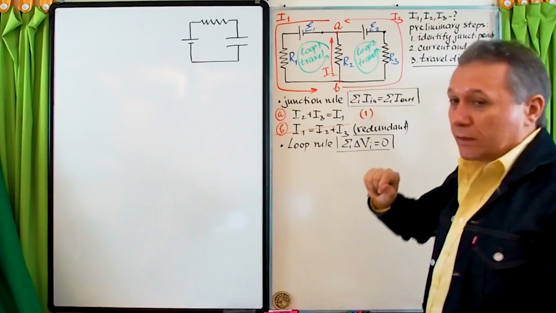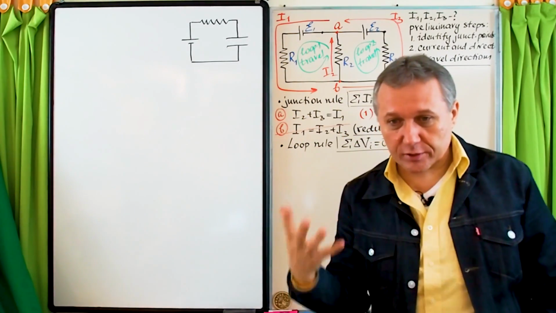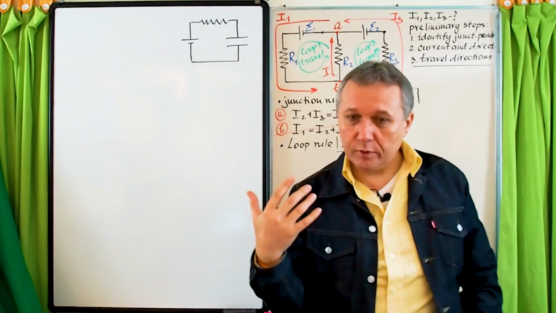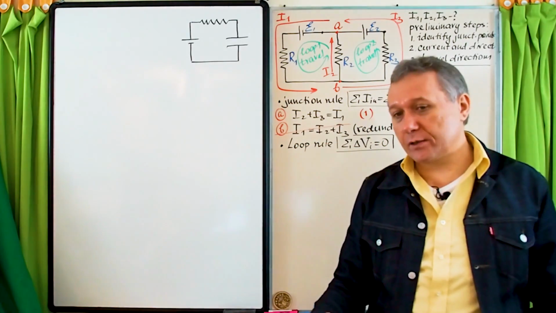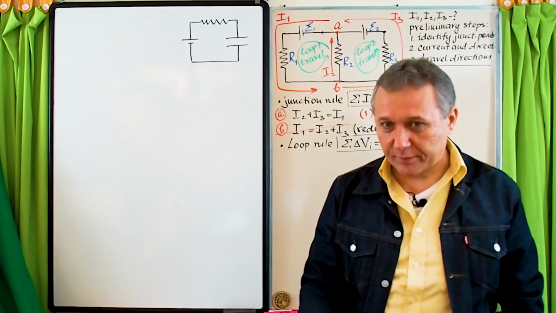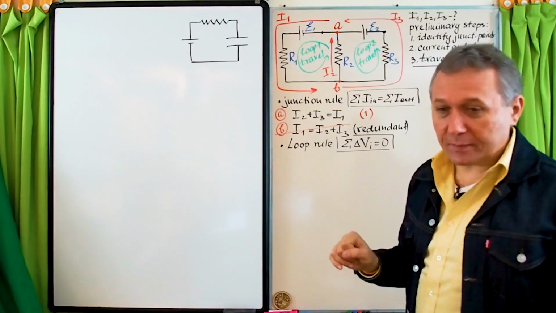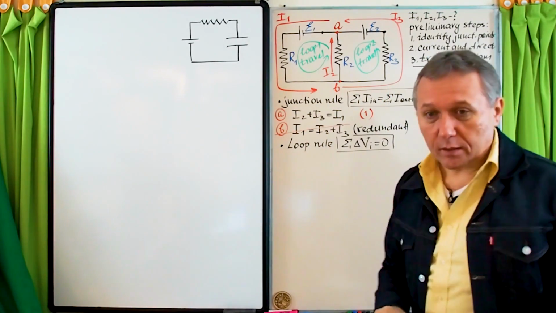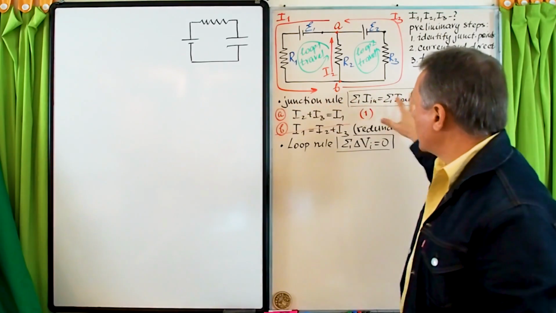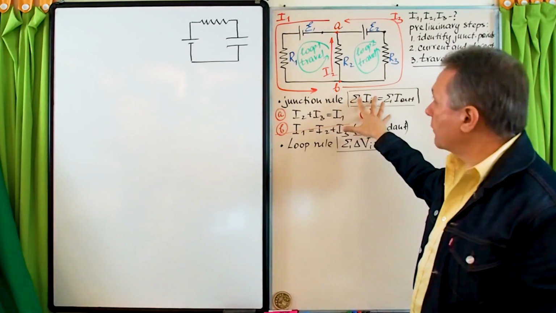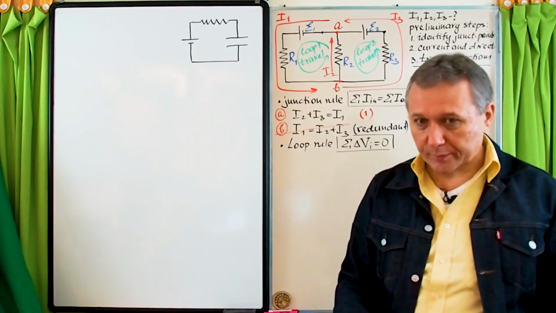Okay, and then the last preliminary step, we choose a travel direction. Travel directions are very important, so that we'll know which points are final and which points are initial when you calculate potential differences across each element, right? So these are 3 preliminary steps, and then after that we started applying our rules. First, we apply junction rule. The total amount of current entering must be equal to the total amount of current leaving a junction point.